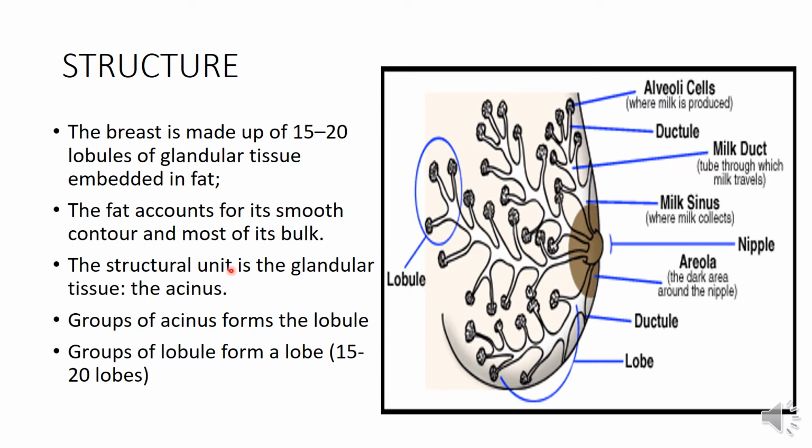The structural unit of the breast is the glandular tissue, that is the acinus. So here is an acinus, this round structure here is an acinus. Groups of acini form a lobule as shown in this diagram. So this is a lobule. This is one acinus here, this is another acinus, and this is another acinus. So groups of acini form a lobule, while groups of lobules form a lobe, just as seen here. This is a lobe that is formed by a group of lobules.